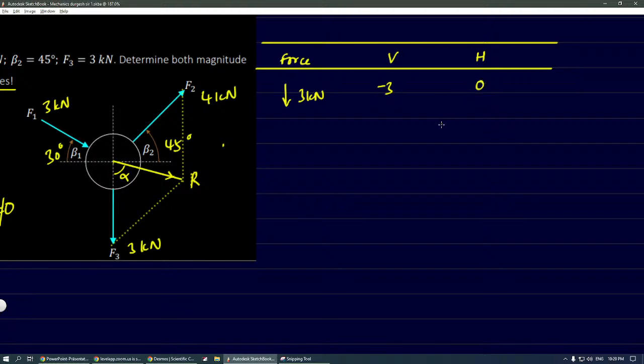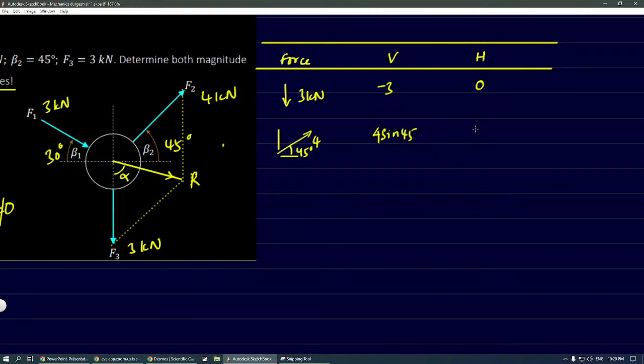Horizontal is 0, yes, horizontal. Then we have the next force, 4 newtons. This is acting at 45 degrees, right? So 4 cos 45. Vertical, no, sorry. Vertical is 4 sine 45. 4 sine 45 positive.